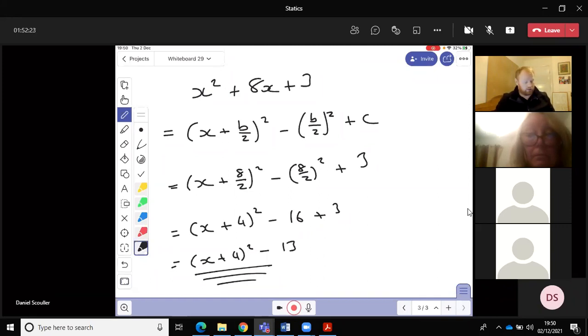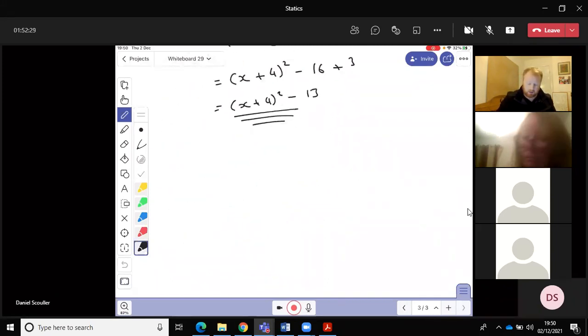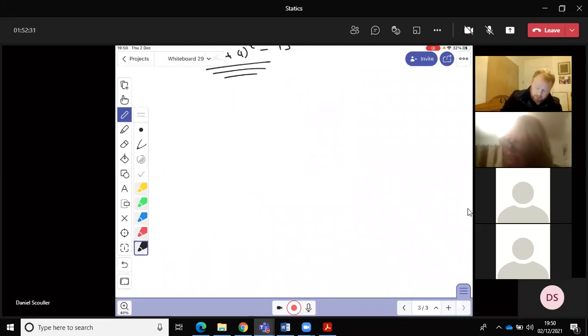Okay, so let's throw a wee negative in there and see what it does. So that's the final answer, completing the square, no problem. Let's do x squared minus 8x plus 5. So the difference here is just this wee minus. Let's see how we deal with that.